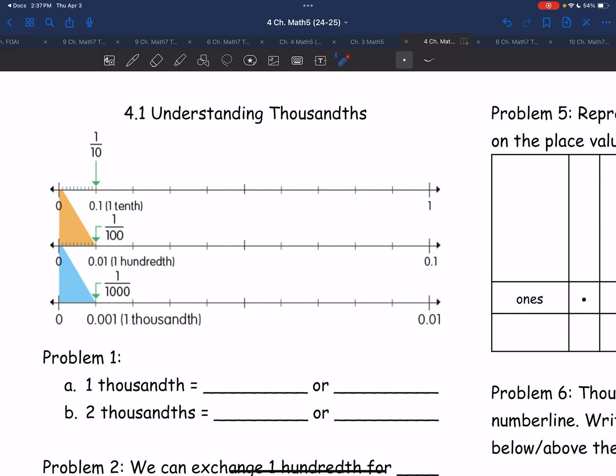So let's take a look at this second number line. So once again, it represents 1/10 and is divided into 10 equal parts. So what value is each part now? So each part is now 1/100. So 1 part of 1/10 is divided into 10 equal parts, and that equals 1/100.